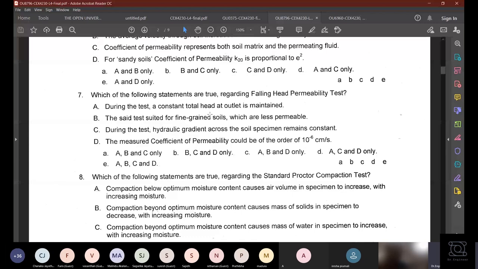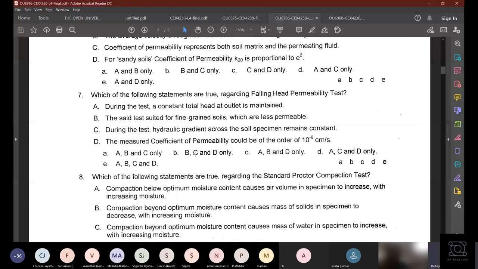The said test is suited for fine grain soils which are less permeable. Yes, obviously that is correct. During the test, hydraulic gradient across the soil specimen remains constant. No, that is wrong. The hydraulic gradient decreases because the total head at the inlet decreases. So the hydraulic gradient also decreases. The measured coefficient of permeability could be in the order of 10 to the power minus 6.